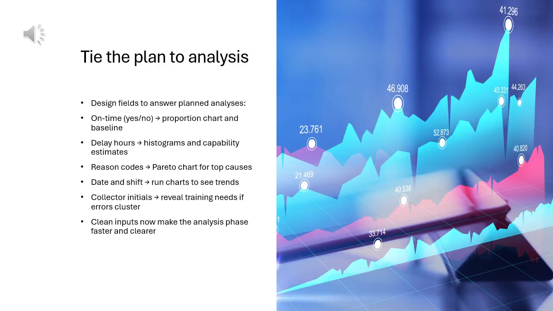Design the form to answer your next questions. Map each field to a planned chart. Examples include the following. On-time yes or no enables a proportion chart and a baseline. Delay hours support histograms and capability estimates. Reason codes feed a Pareto chart for top causes. Date and shift enable run charts to see trends. Collector initials reveal training needs if errors cluster. Clean inputs now make the analysis phase faster and clearer.